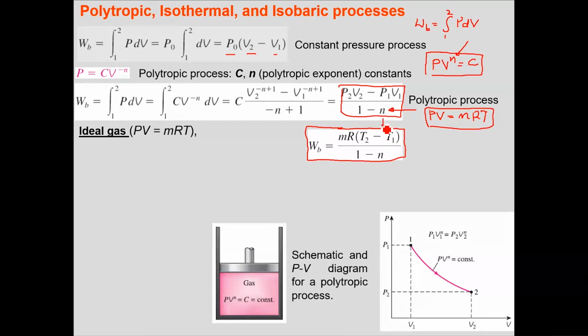How did we get to this expression? We know that for an ideal gas, P1 V1 is equal to MR T1, and P2 V2 is equal to MR T2. So using these two expressions, we have replaced the boundary work expression with MR (T2 minus T1) over 1 minus n. Again, n is representing the polytropic process of different nature.